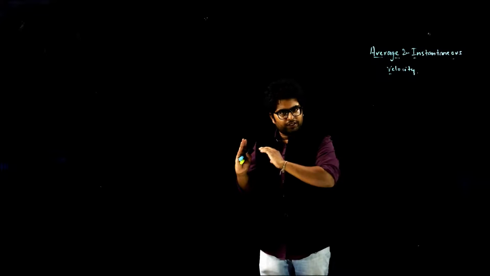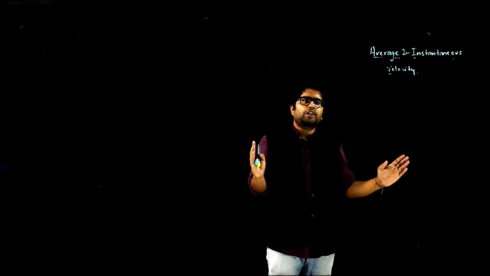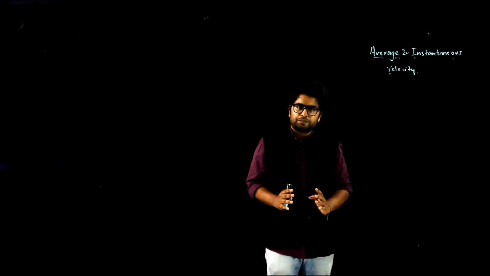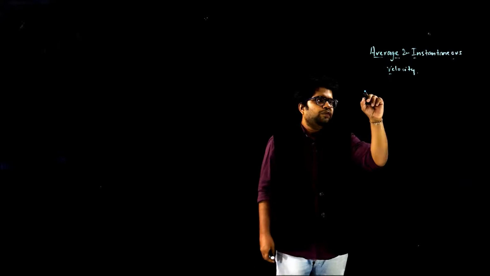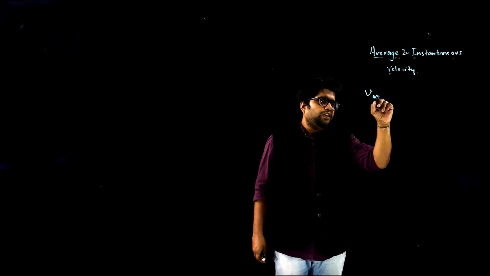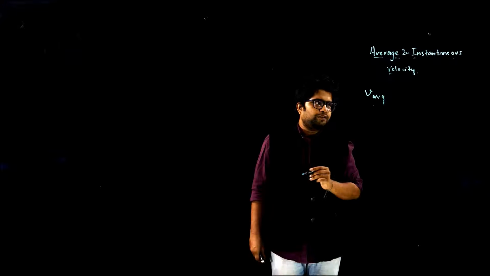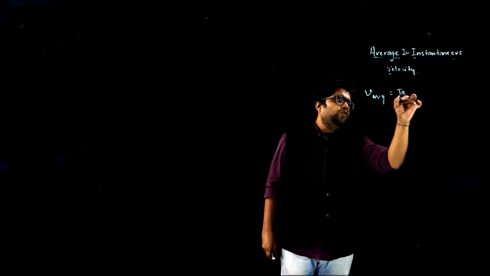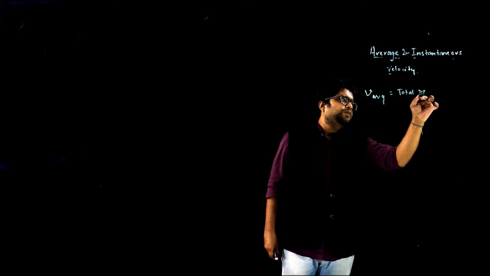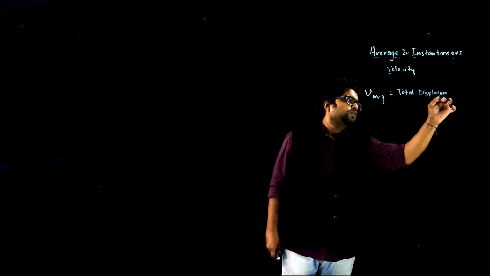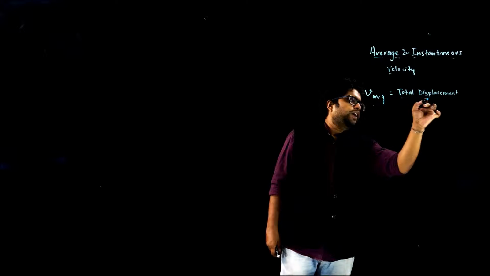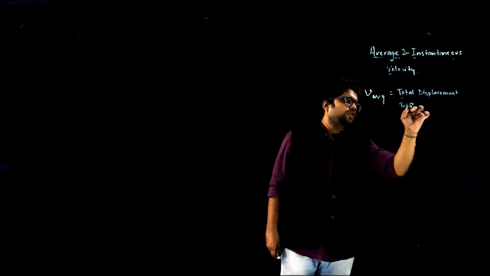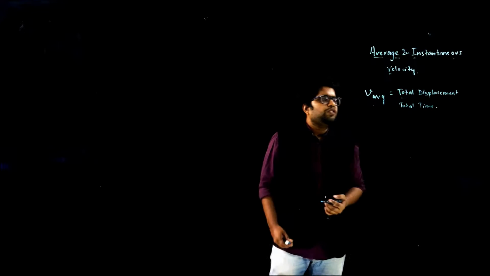Average speed is the sum of all the distances, or you can say the actual path length from initial point to final point, divided by the total time taken. Now when you talk about average velocity, which we'll talk about extensively, average velocity is V with the subscript AVG. So this is how we denote average velocity. This will be equal to total displacement divided by total time.